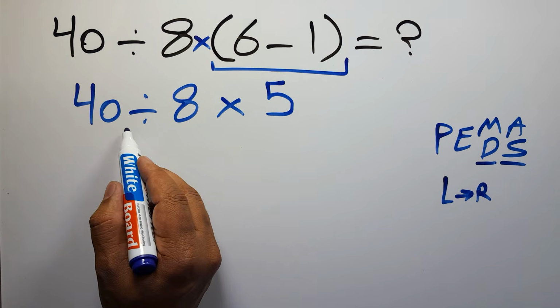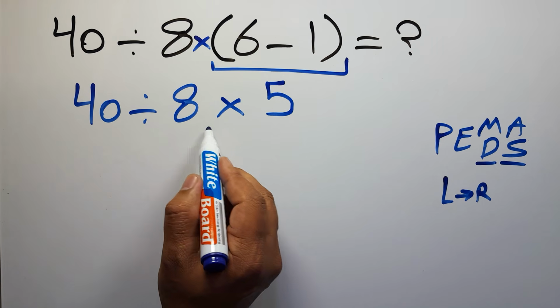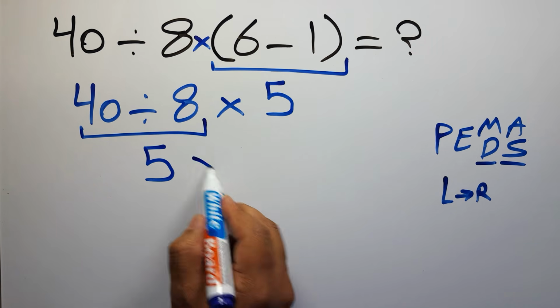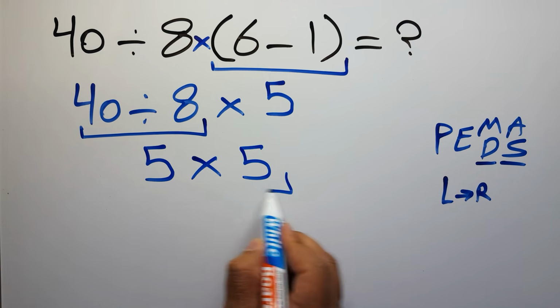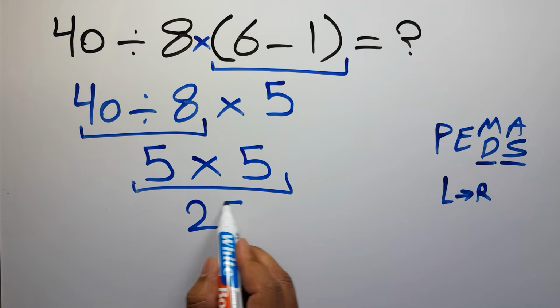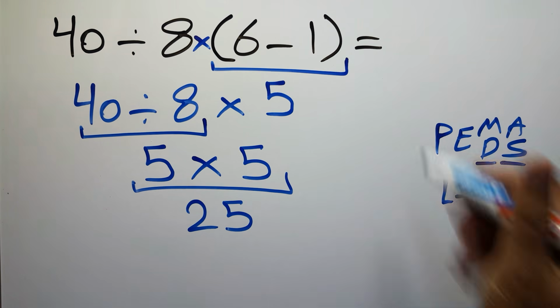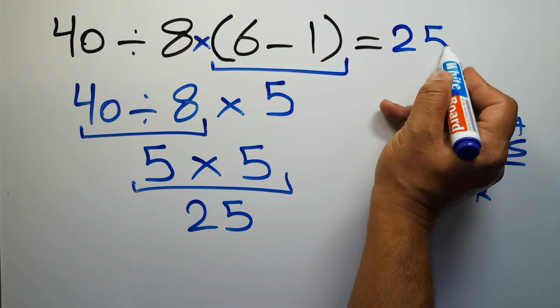So here first we have to do this division. 40 divided by 8 gives us 5. So we have 5 times 5, which equals 25. And this is our final answer to this problem. The correct answer is 25.